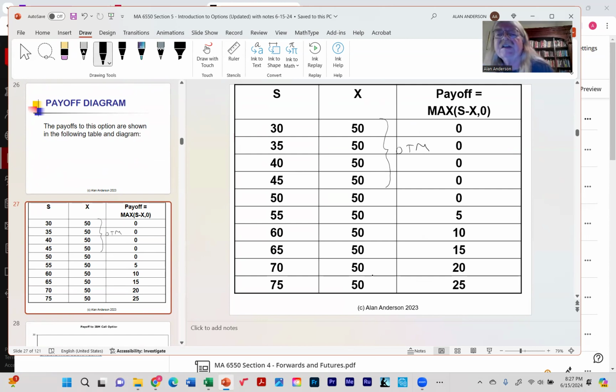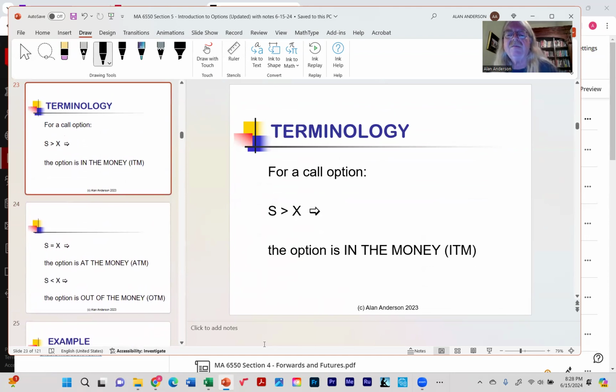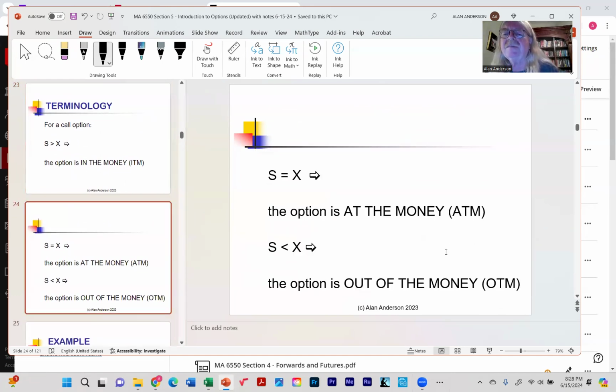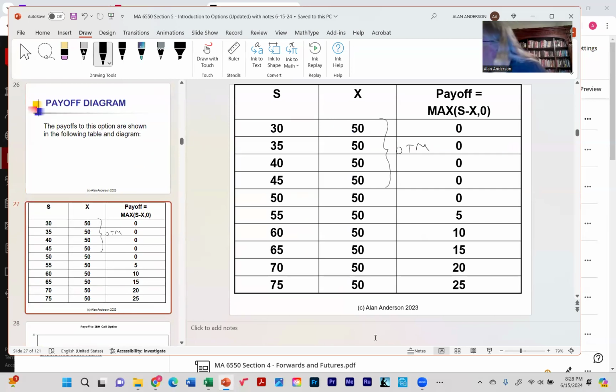Oh, by the way, we often see that abbreviated OTM. I forgot to mention that. Oh no, I didn't forget. It's right here: ITM, ATM, and OTM. So this one is at the money. And then here we're in the money.